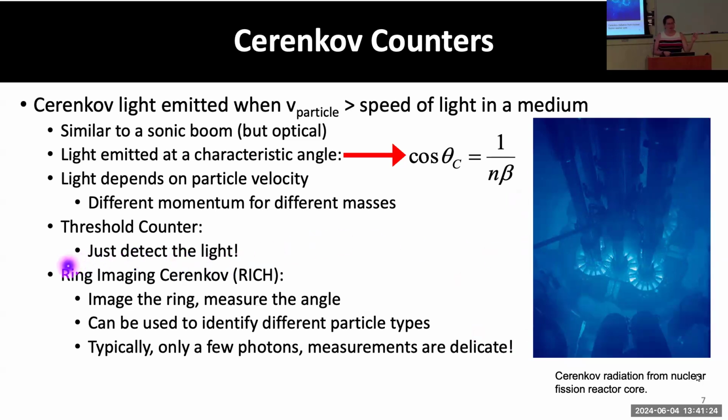Another aspect that we'll talk about is ring imaging Cherenkov. So this is a RICH detector. There's an angle as the particle travels, so there'll be a ring of light that comes from the Cherenkov radiation. We can actually use this to measure the type of particle. There's typically only a few photons that come out of this, so it's not a bright ring that you can really see. This makes the measurement quite delicate to do.